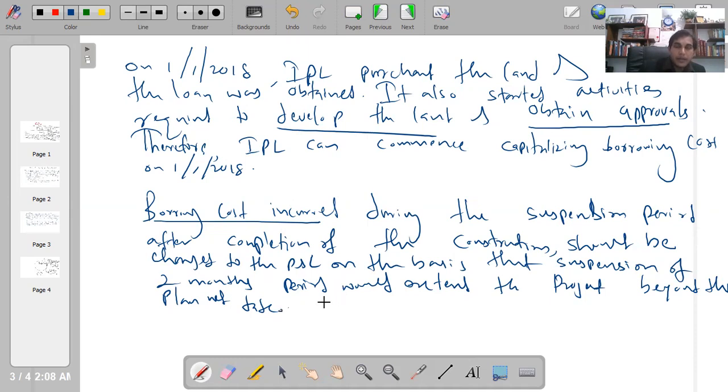As I mentioned earlier, the management can judge the total duration of the project would not be affected, so they could continue the capitalization of borrowing cost even for those 2 months as well, right? So I will be answering two assumptions, so we'll write that one as well.